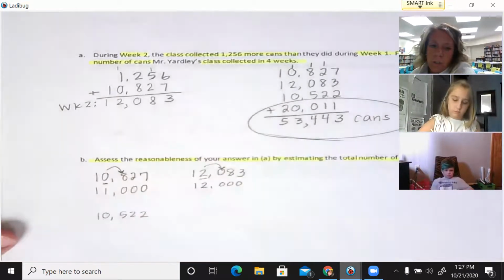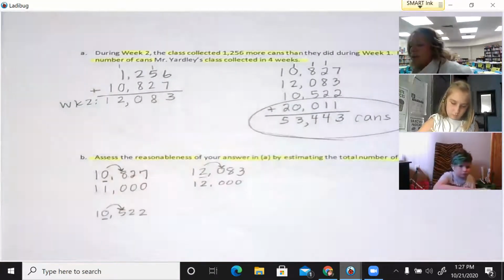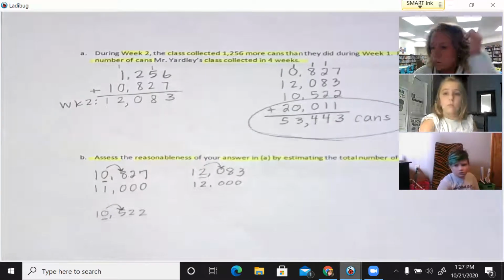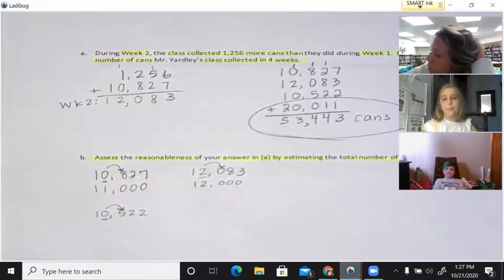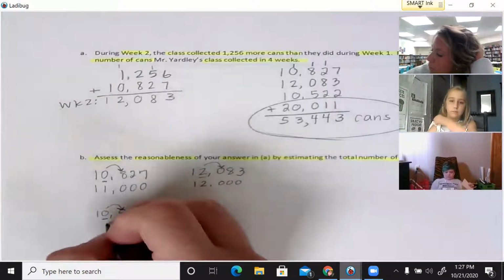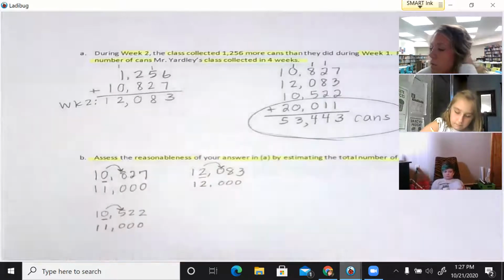10,522. Find my place. Look next door. What does that 5 tell me to do? It tells you to add one more. So my 0 turns to a 1. Everything in front stays the same. And the rest turns to zeros.